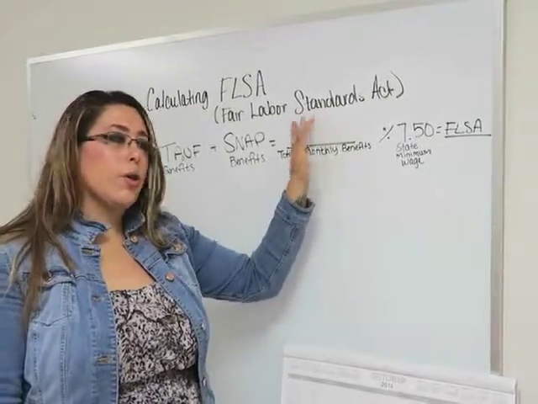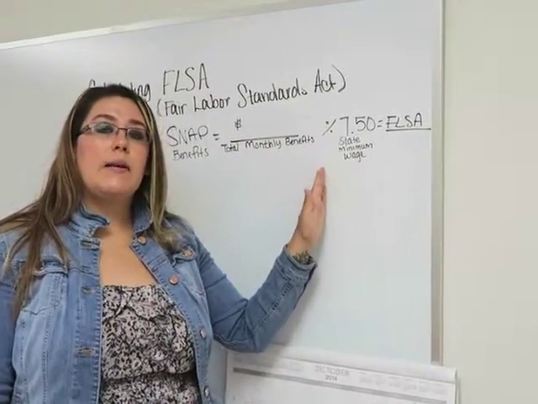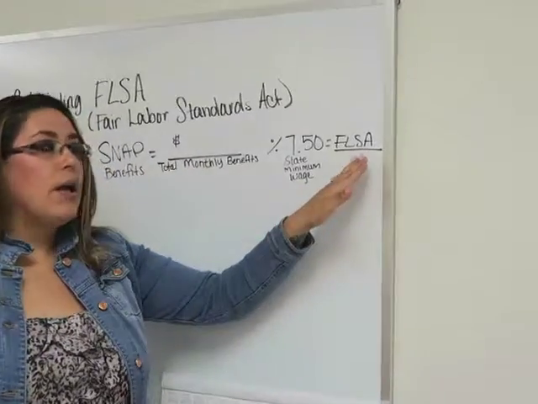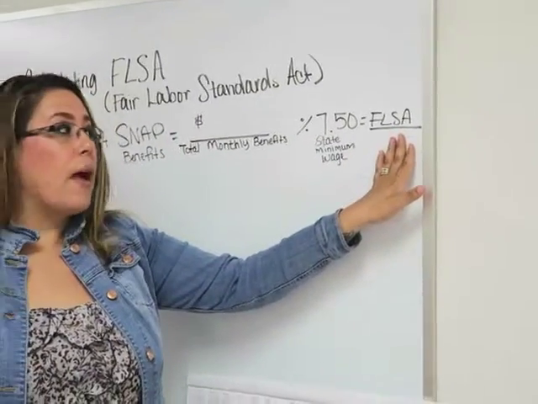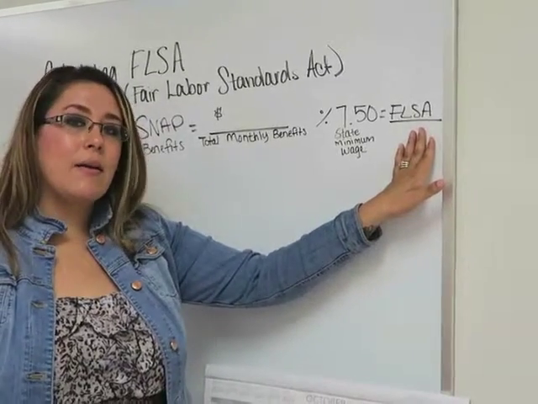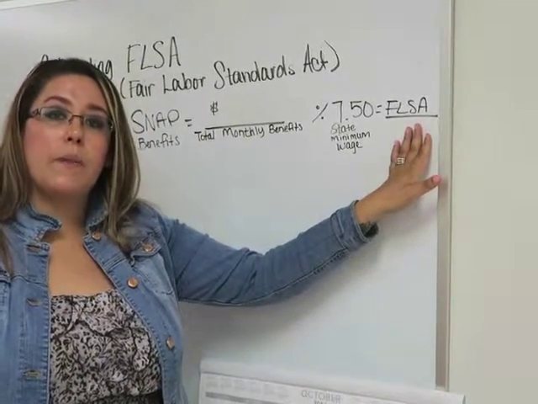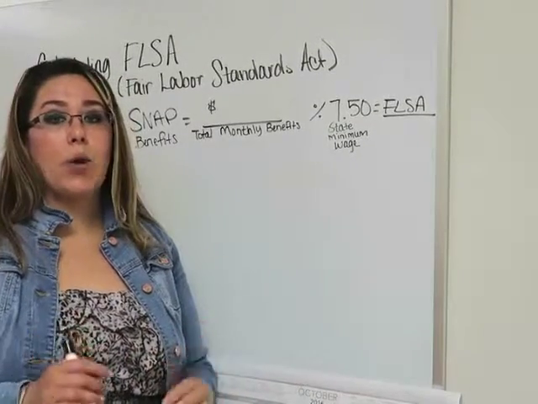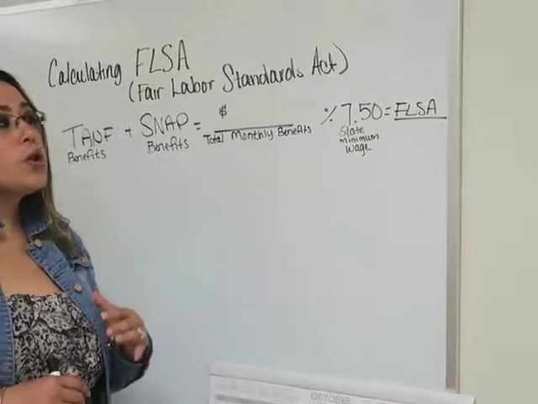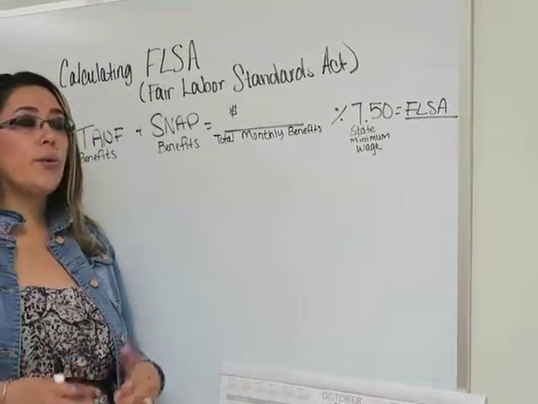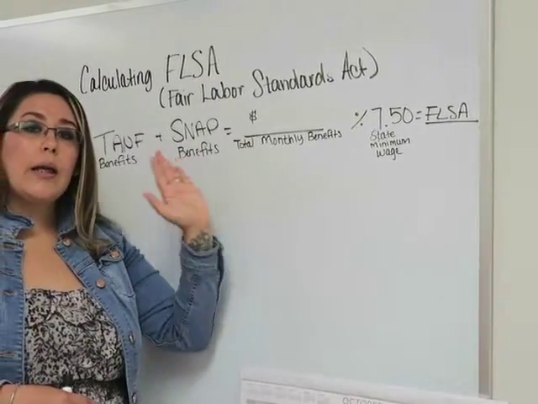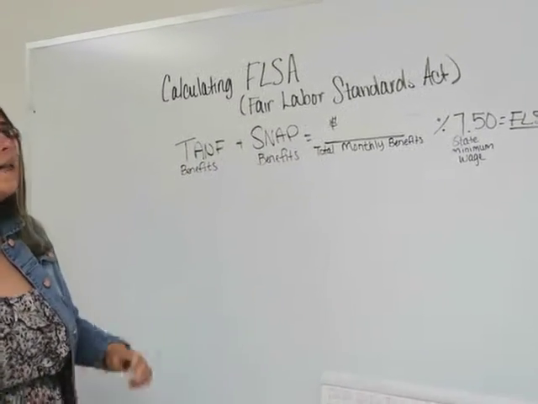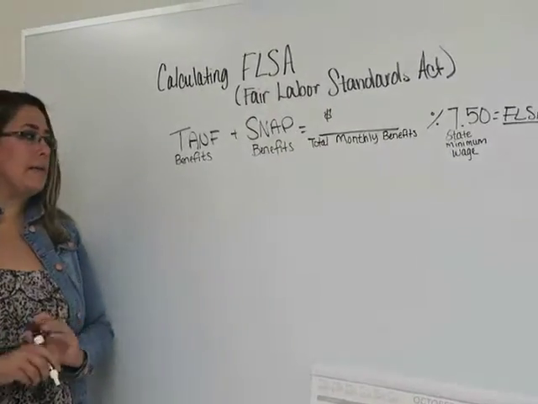Once you get that dollar amount, you're going to divide by the state minimum wage, which is $7.50 currently in the state of New Mexico, and that's going to give you a number. That number is going to be the max hours that participant could complete if they were completing their activity, once again, in work experience and community service. So I just want to make sure that it's understood and reiterated that FLSA only applies to work experience and community service.